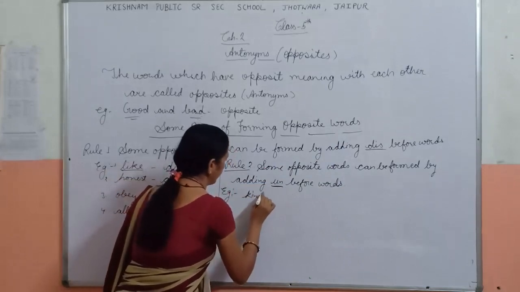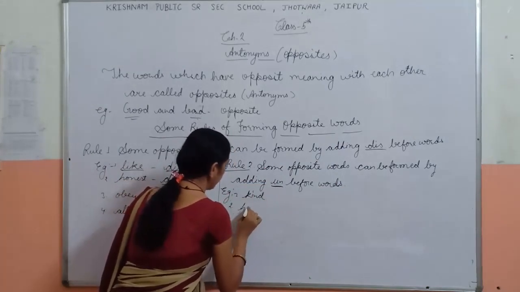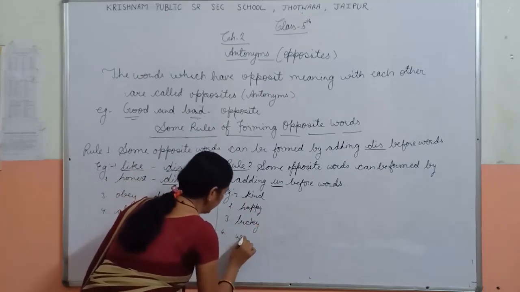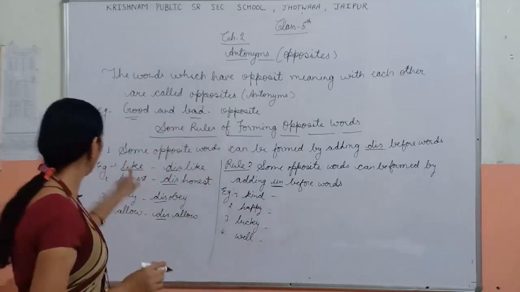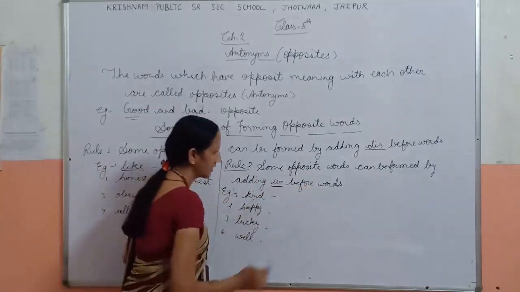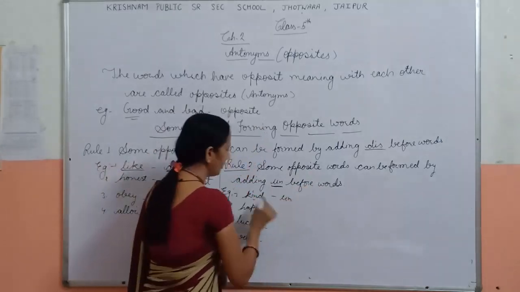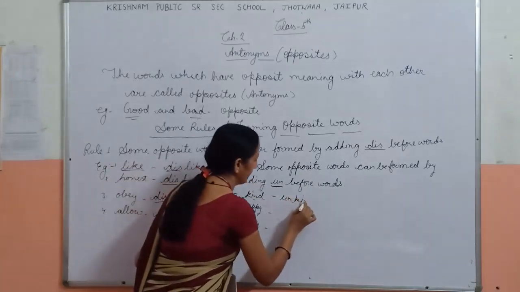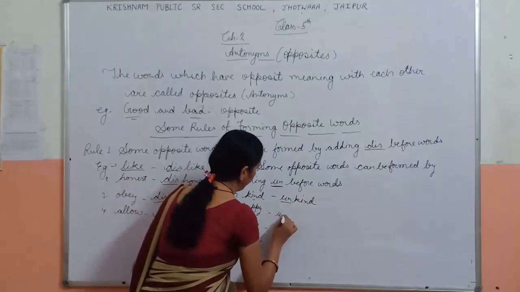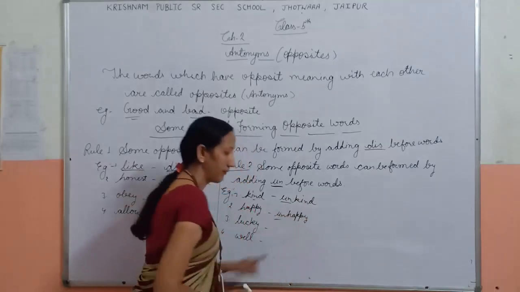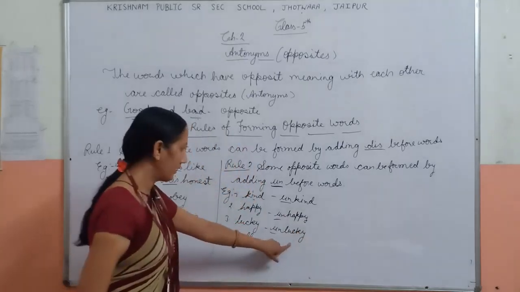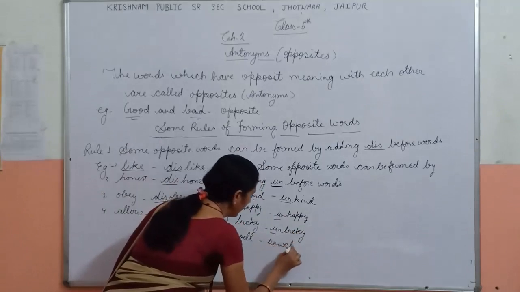Kind, happy, lucky, and well. I said before, second rule is some opposite words can be formed by adding un before words. So our word is kind, and I add un before it. So the opposite of kind is unkind, because I add un before our word. Now happy, unhappy. Lucky, unlucky. Well, unwell.